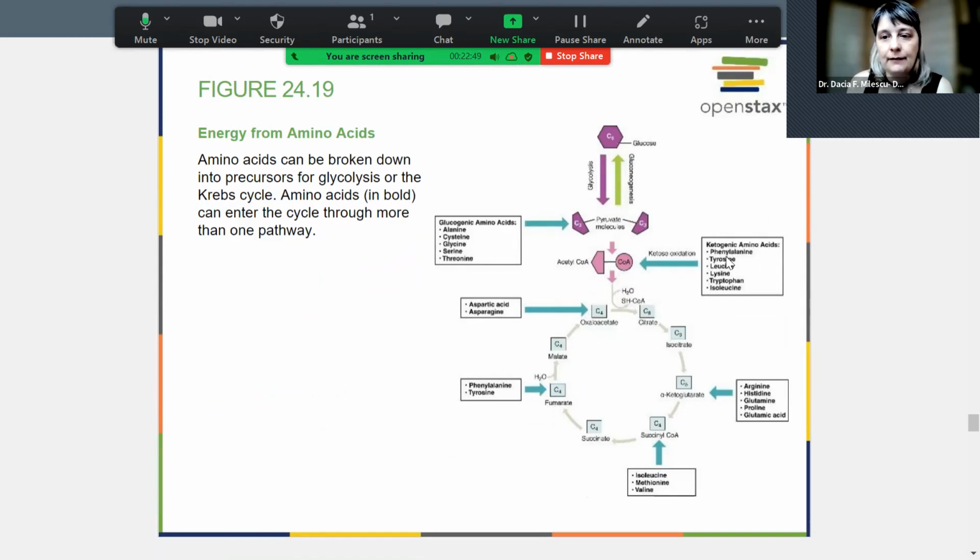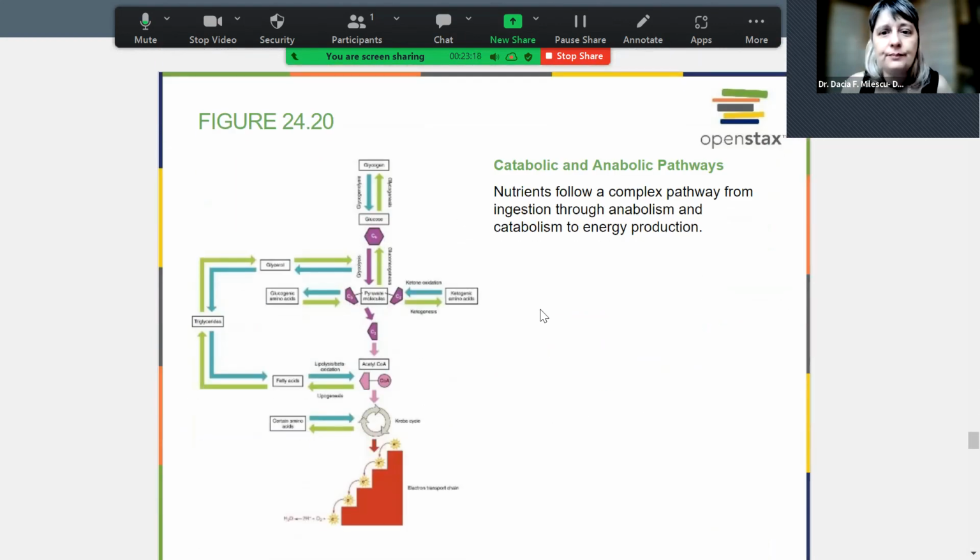Energy from amino acids can be broken down into precursors for glycolysis or to be used in Krebs cycles. So the amino acids like phenylalanine, tyrosine, leucine, lysine, and tryptophan, as well as isoleucine, these are going to be part of the keto oxidation. And as we go through these reactions, we are going to create the pathway towards resulting ATP energy. So catabolic and anabolic pathways are basically very important for the body to transfer the nutrients into energy.